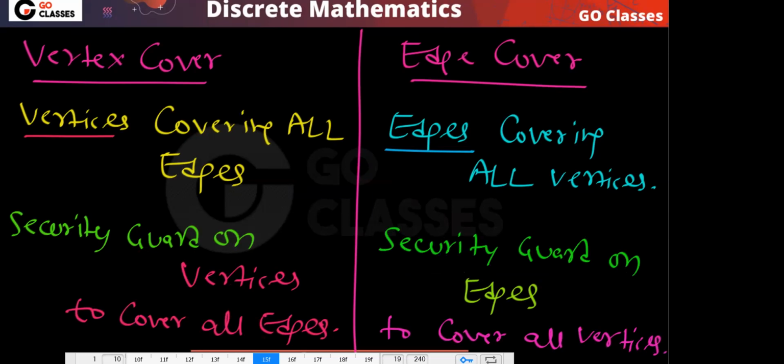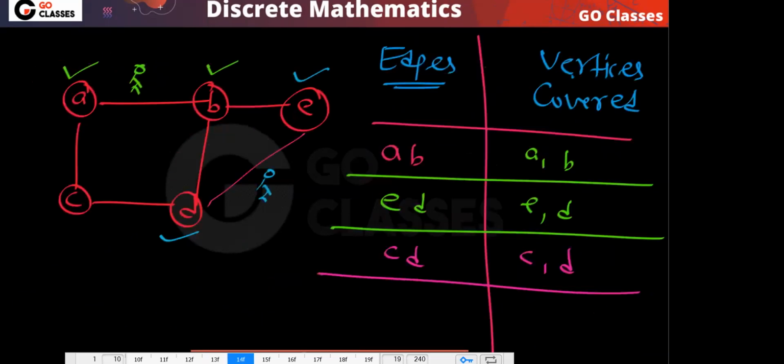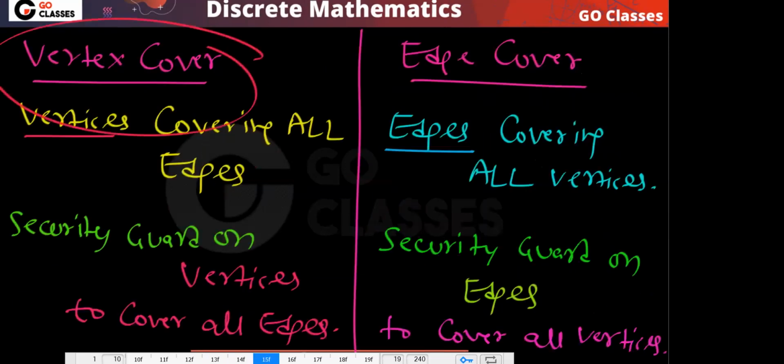What is vertex cover and what is edge cover? So don't confuse. Vertex cover simply means that you are putting the security guard on vertices, and you want to cover all the edges. Okay. Edge cover means you are putting the security guard on edges, so you want to cover all the vertices. So this is the very simple point.